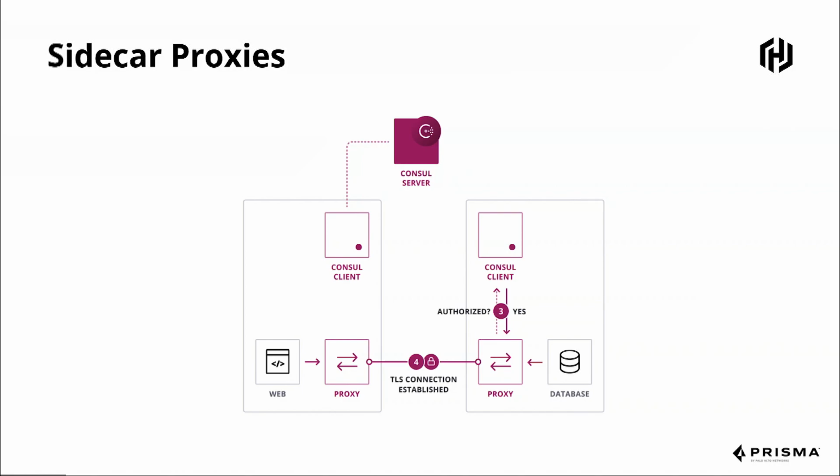Next, the database proxy will then talk to the Consul client and server to find out if this is authorized. So that intention that we created earlier that says the web service is allowed to talk to the database results in a yes, this is authorized. And at that point, the proxy establishes the TLS connection with the other proxy. Had that been denied, the connection would have just been terminated at that time. But now that the connection is established, all of the traffic just flows through that connection securely as if we were talking directly between the services. No changes there.